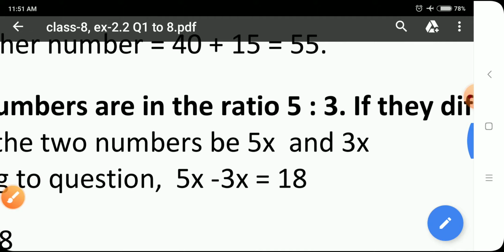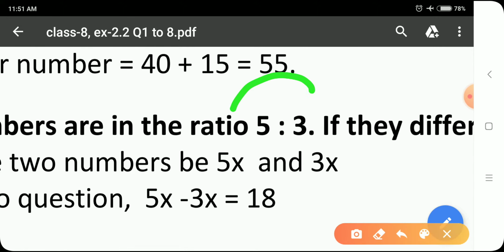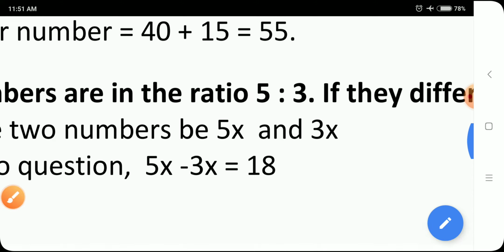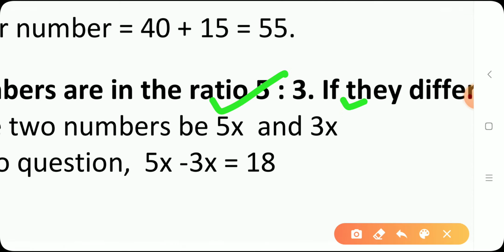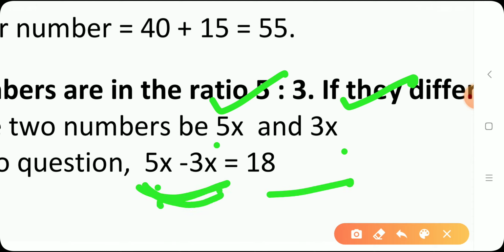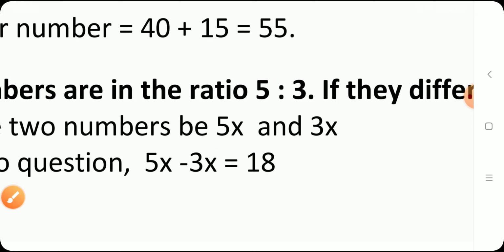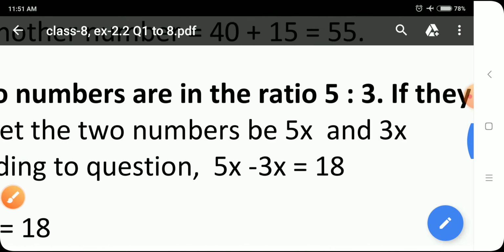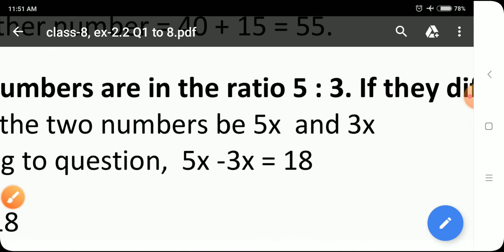Now both the numbers differ by 18. So the difference between these two numbers is 18. We have taken these two numbers as 5x and 3x, so the difference between these two numbers is 18. We will write that 5x minus 3x is equal to 18. According to the question, 5x minus 3x is equal to 18.